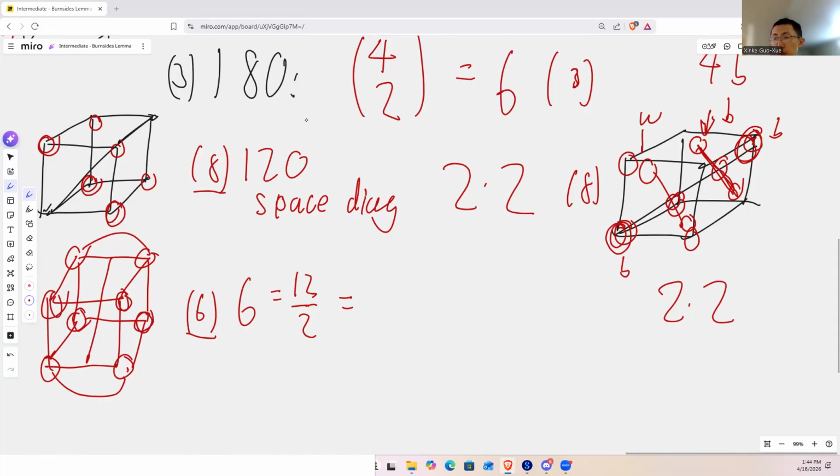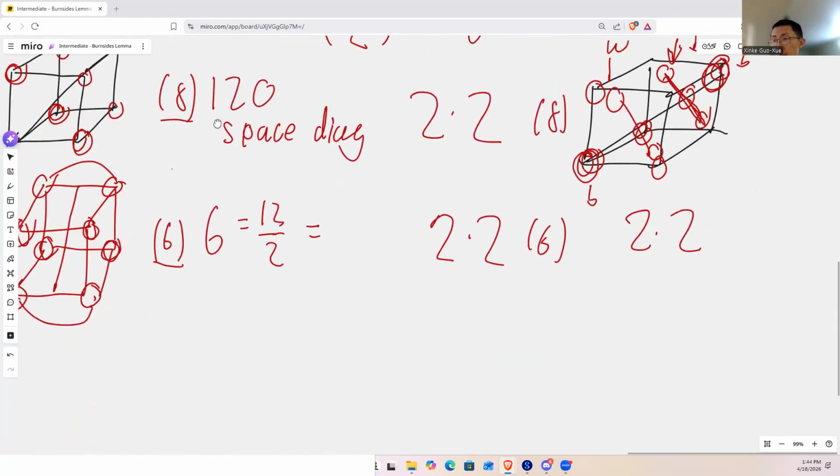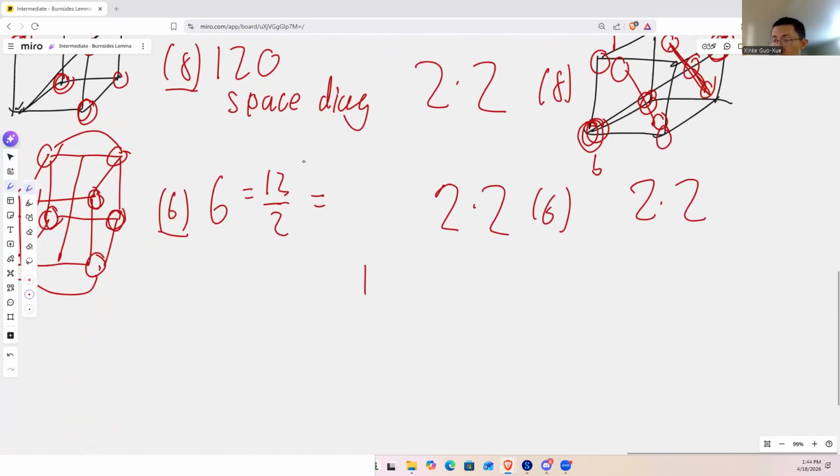So we have four classes of cubes. And we have four black, four white. So two of them have to be black and two of them have to be white. So two times two. So adding these up, we have 124.